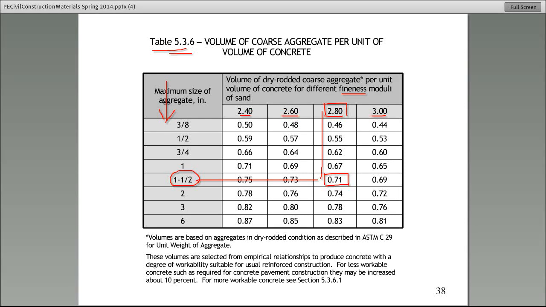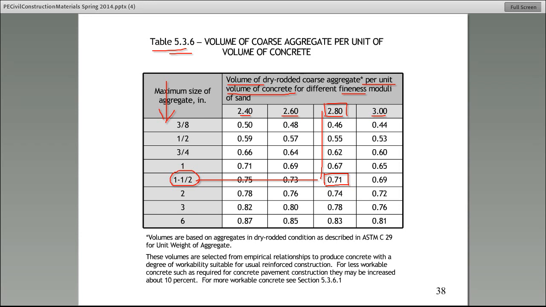Take a look up here. It says the 0.71 is the volume of dry rodded coarse aggregate per unit of volume of concrete. All right? So the volume of the coarse aggregate that we need in this mix is 0.71. Does everybody follow that? So the volume of the coarse aggregate is 0.71 per unit volume of concrete. What does that second part mean?